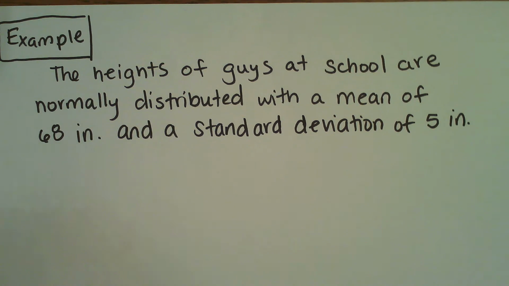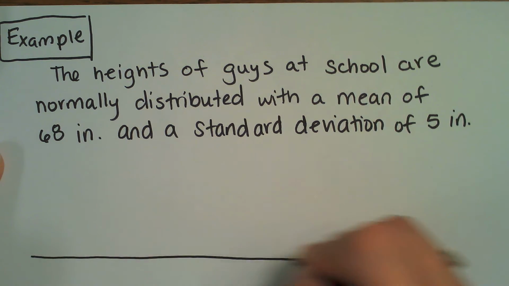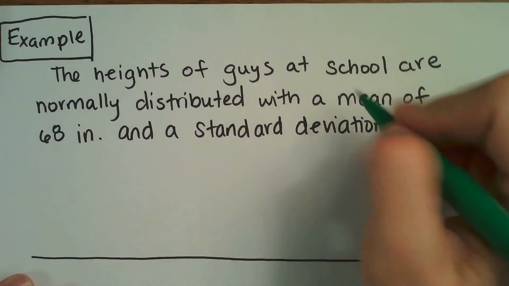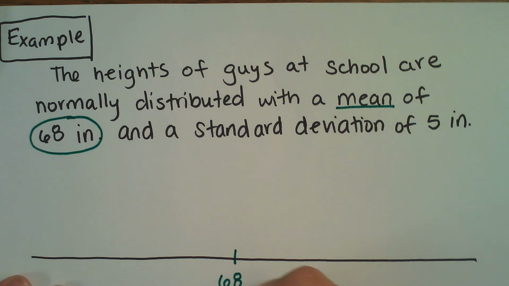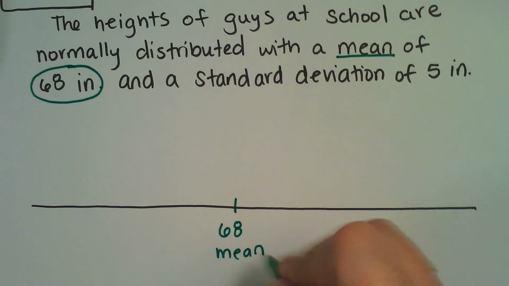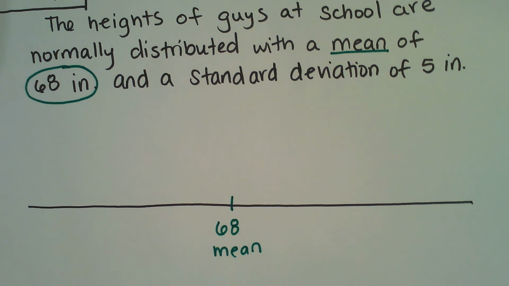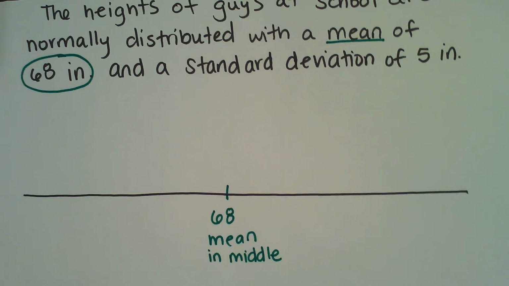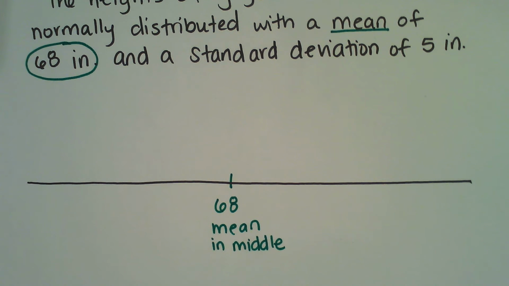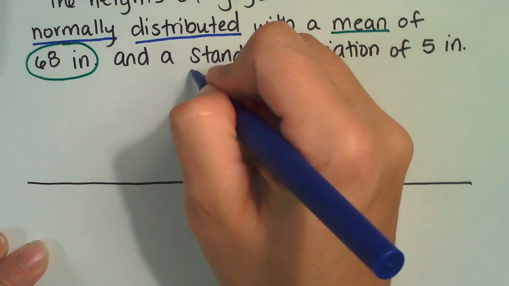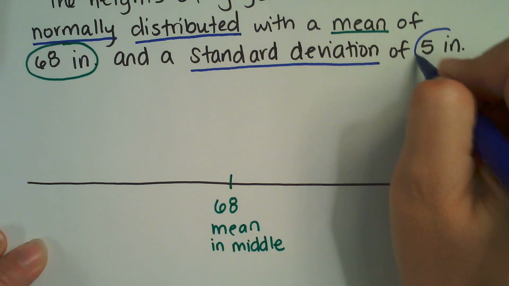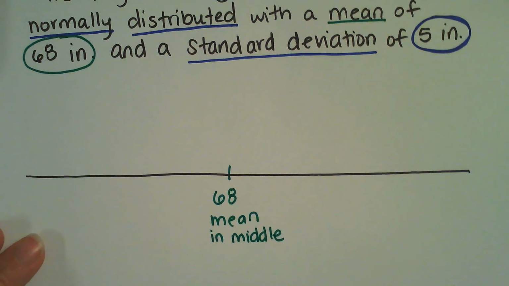So what we do is we start with that mean in the middle. 68, mean in the middle. Always, mean in the middle. Since it says that it's normally distributed, I can use that standard deviation to create a normal curve so that I can make some kind of inferences about the data.